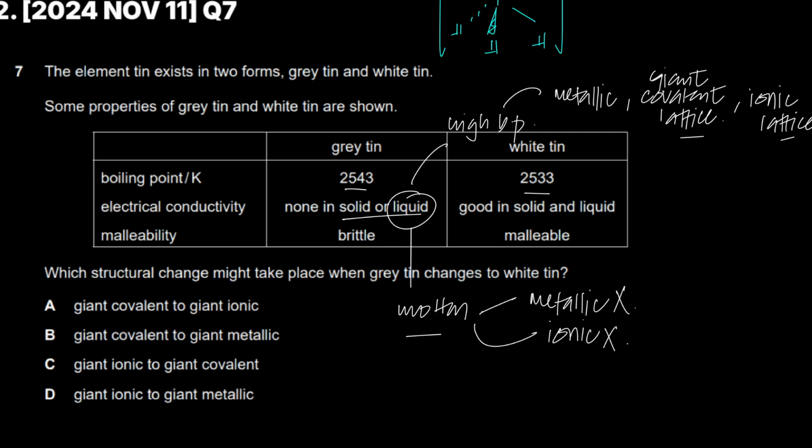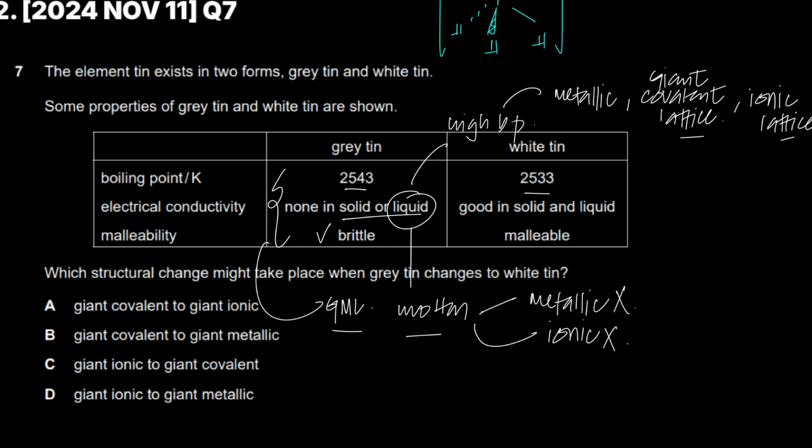Which option is left? He's also giving you further reasoning. It's brittle. It's not malleable. It's brittle. Again, telling you it's not metal. So what does that indicate? All these three combined indicate that it must be a giant molecular lattice. That's it. Pretty logical, right? It's deduction. It should be giant molecular. There's no other option, because you've eliminated all the possibilities. So it must be a giant molecular lattice.